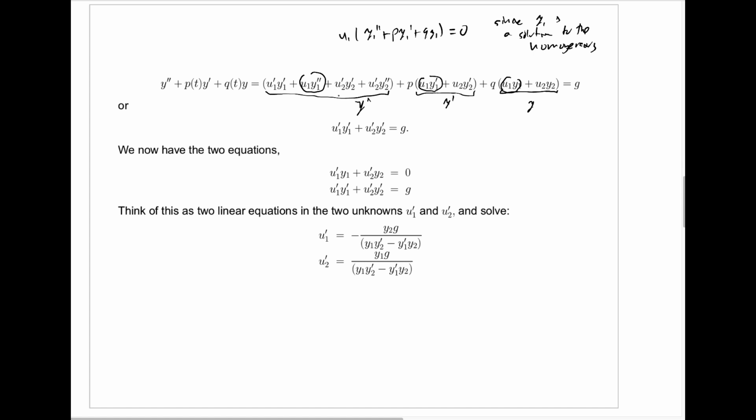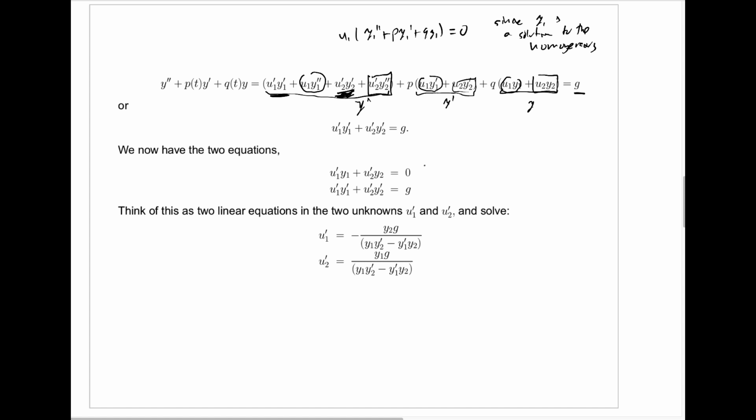And the same thing is true of y2. I'm going to put a box around this term. Here, u2 y2 double prime plus p u2 y2 prime plus q u2 y2, the sum of those three boxed terms is likewise 0. And the only thing I have left is this term, and this term must equal g. That's this equation here, u1 prime y1 prime plus u2 prime y2 prime must equal g. So I just have to choose u1 and u2 that make this equation true.